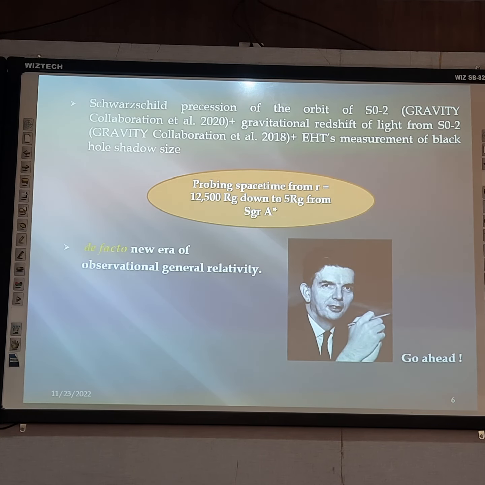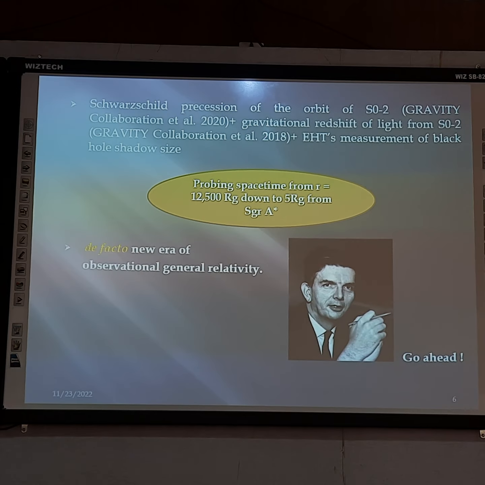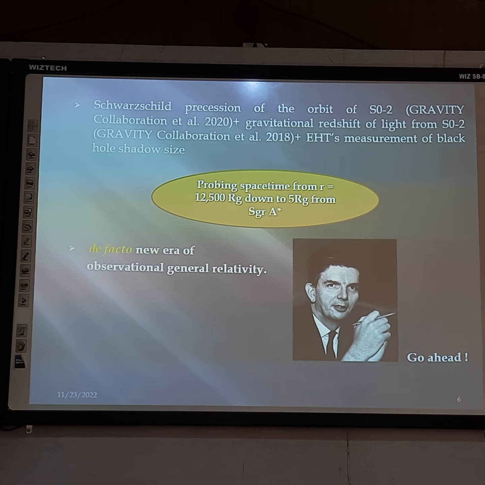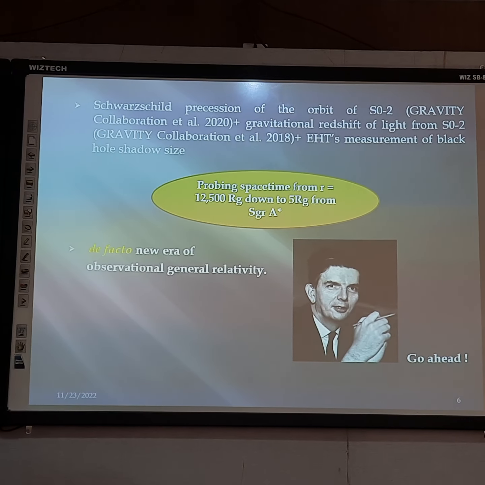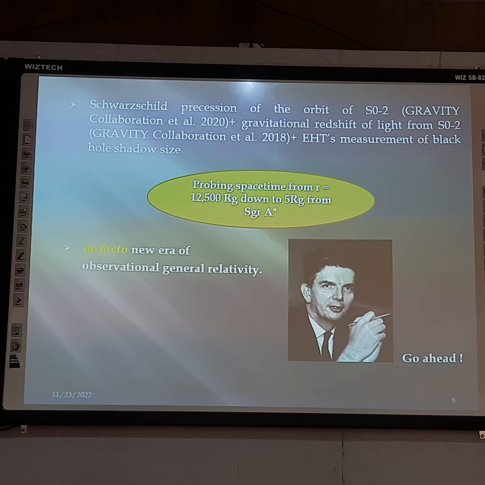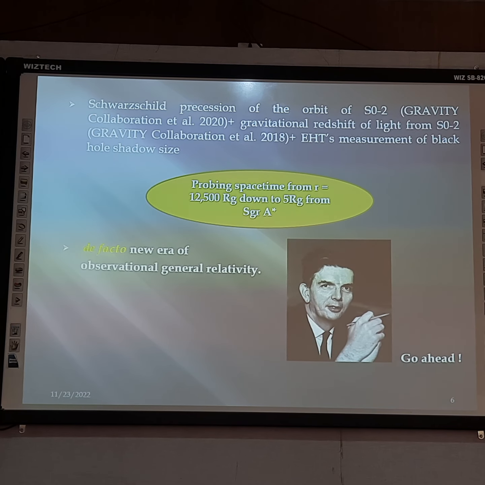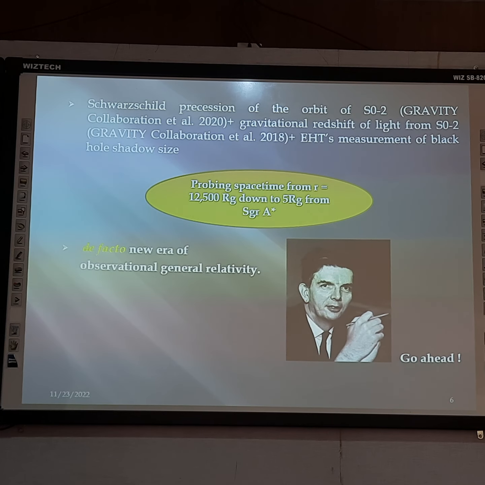These 3 measurements in the last 2-3 years have opened a new window to test GR near the black hole. And we are probing space-time from, as I said, 12,500 gravitational radius down to 5 times gravitational radius from the Sagittarius A star. This is remarkable. The scale range is remarkable. So we realized that this is a de facto new era for observational general relativity. De facto means it has been newly realized, and this is really happening. So if Dicke were alive today, he would have been very happy and said, go ahead. Okay?